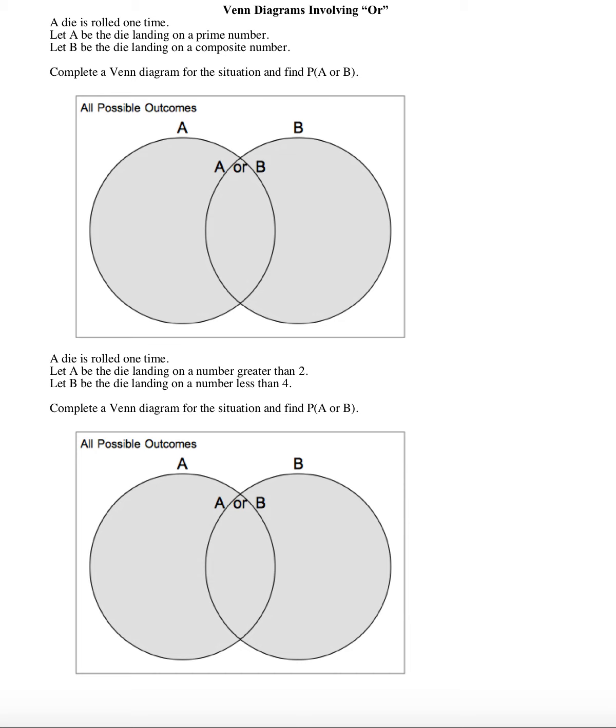In these examples, we'll look at two different ways of calculating a probability involving OR. In the example I have, we're going to roll a die one time. And let's look at, first of all, what are the primes and what are the composites?